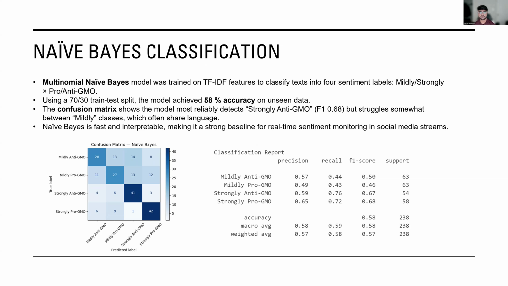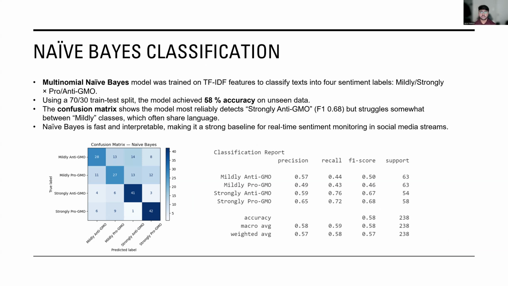This model was trained on TF-IDF features of 1,000 features, especially to classify the sentiment into four different sentiments. That is, strongly or mildly pro-GMO, or strongly or mildly anti-GMO. I have particularly used a 70-30 train-test split here. After training and testing the model, I found that it achieved a testing accuracy of around 58%.